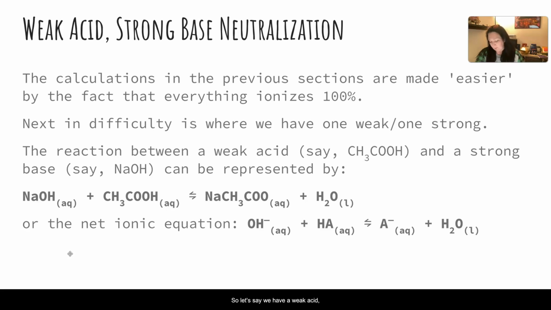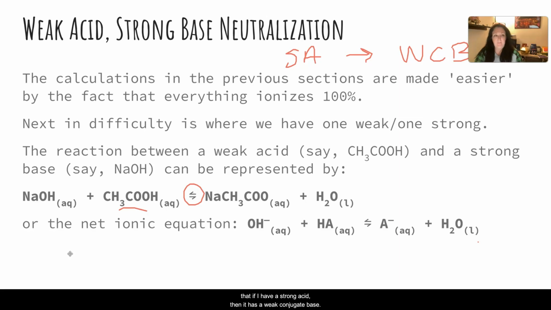So let's say we have a weak acid like acetic acid, and then we have the strong base, which is NaOH. And they're going to react, and you see this equation that we have here, and yes, it's at equilibrium because I have a weak acid involved. Now, one thing I do want to remind you of that we haven't talked about yet, that if I have a strong acid, then it has a weak conjugate base.